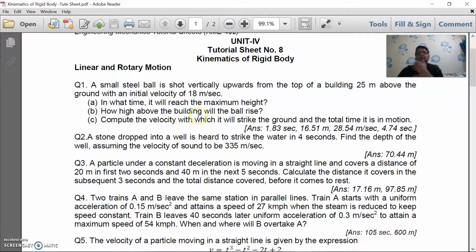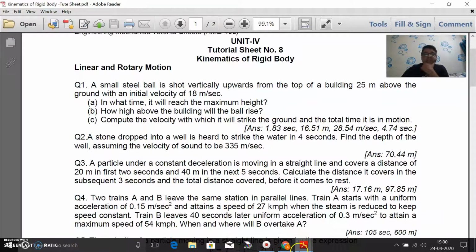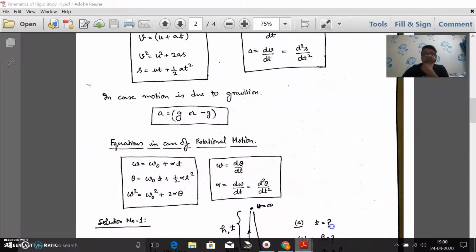Let us quickly see the first numerical. In this, it is said that a small steel ball is shot vertically upwards from the top of a building 25 meter above the ground with an initial velocity of 18 meter per second. In what time will it reach the maximum height? How high above the building will the ball rise? Compute the velocity with which it will strike the ground and the total time it is in motion. Okay, let us see the solution of it.